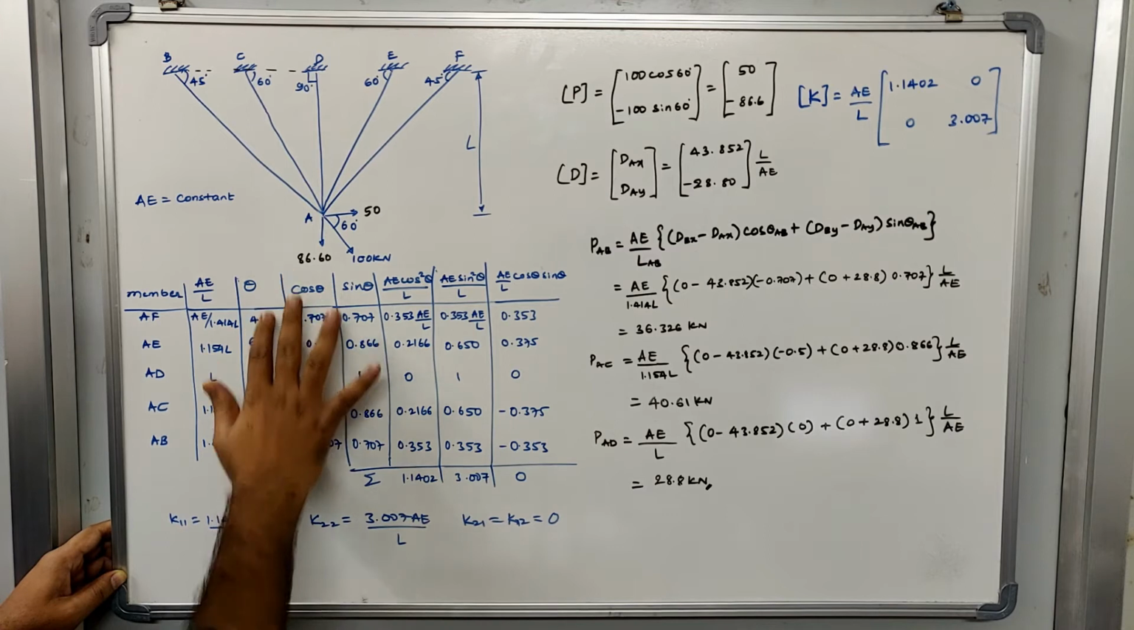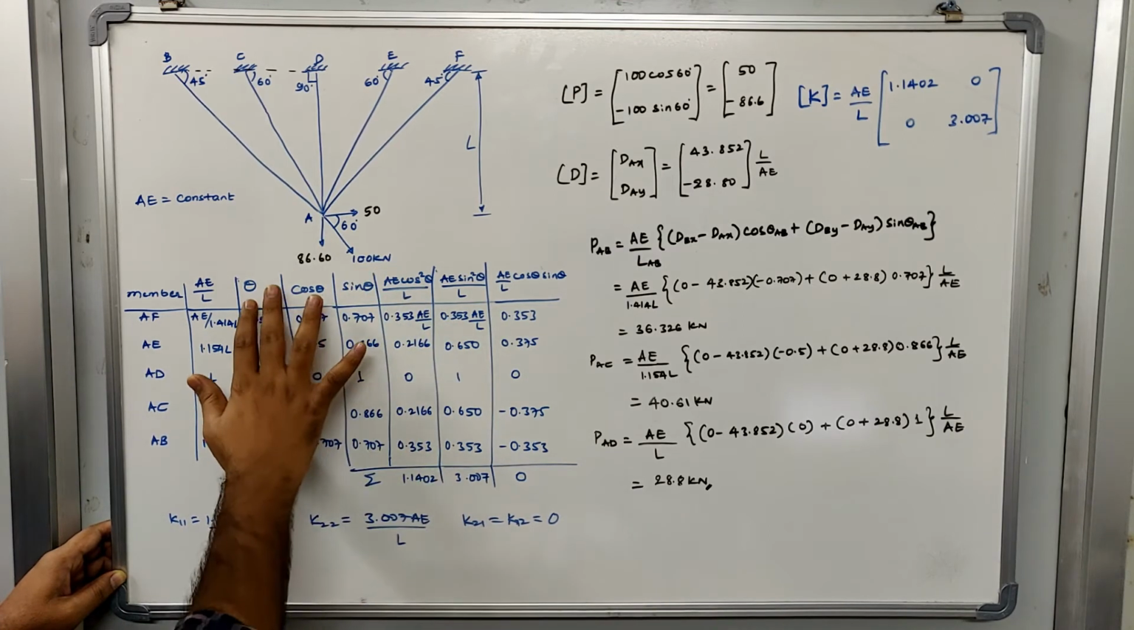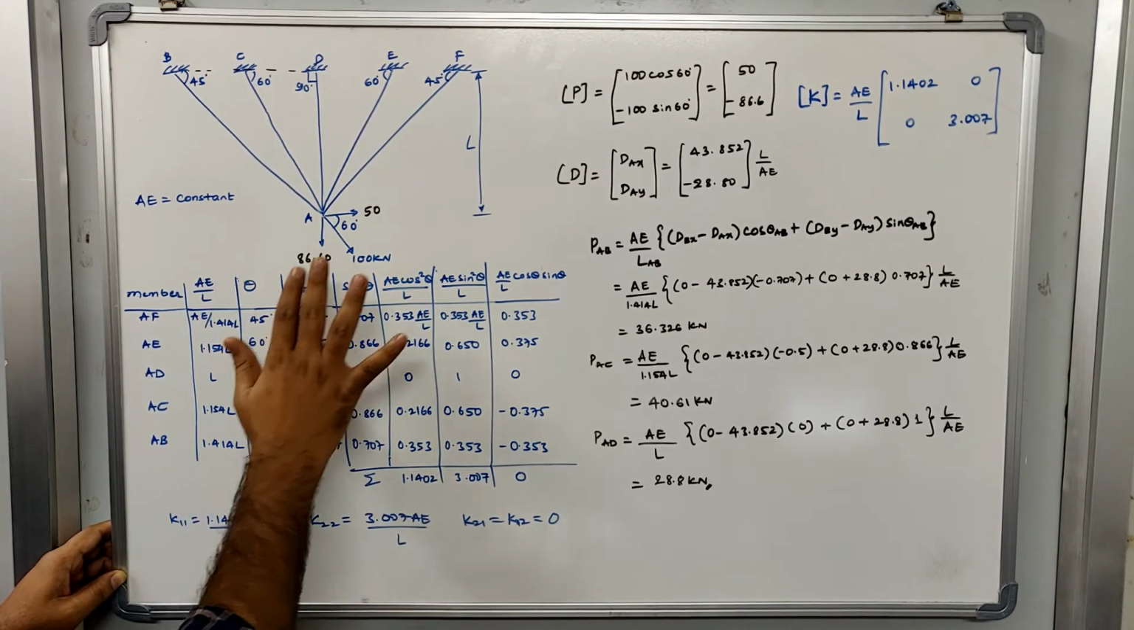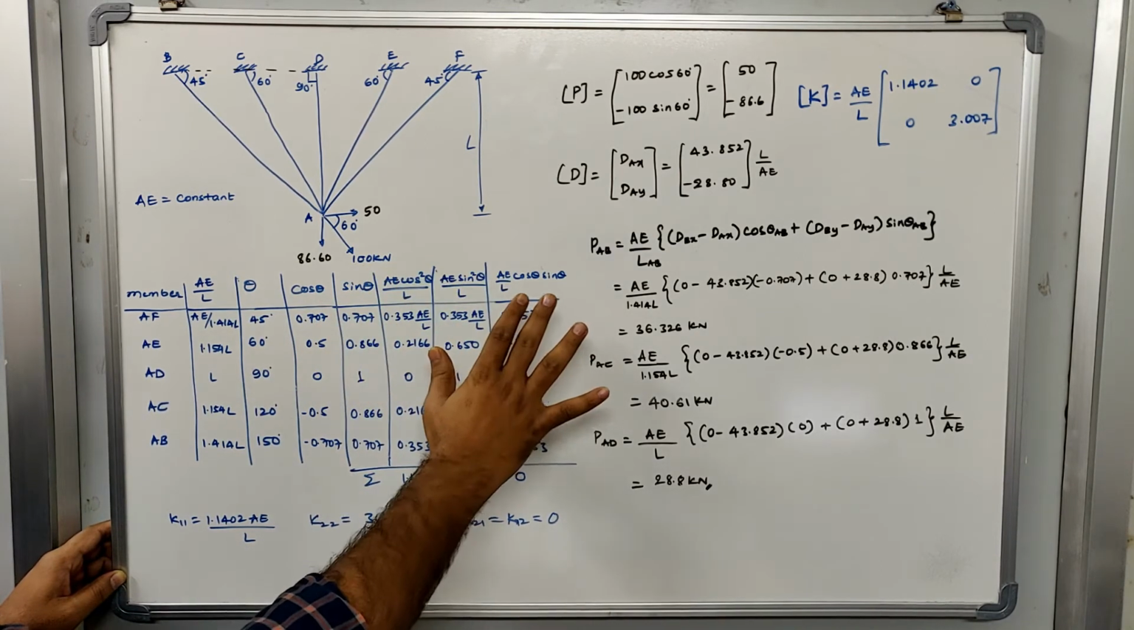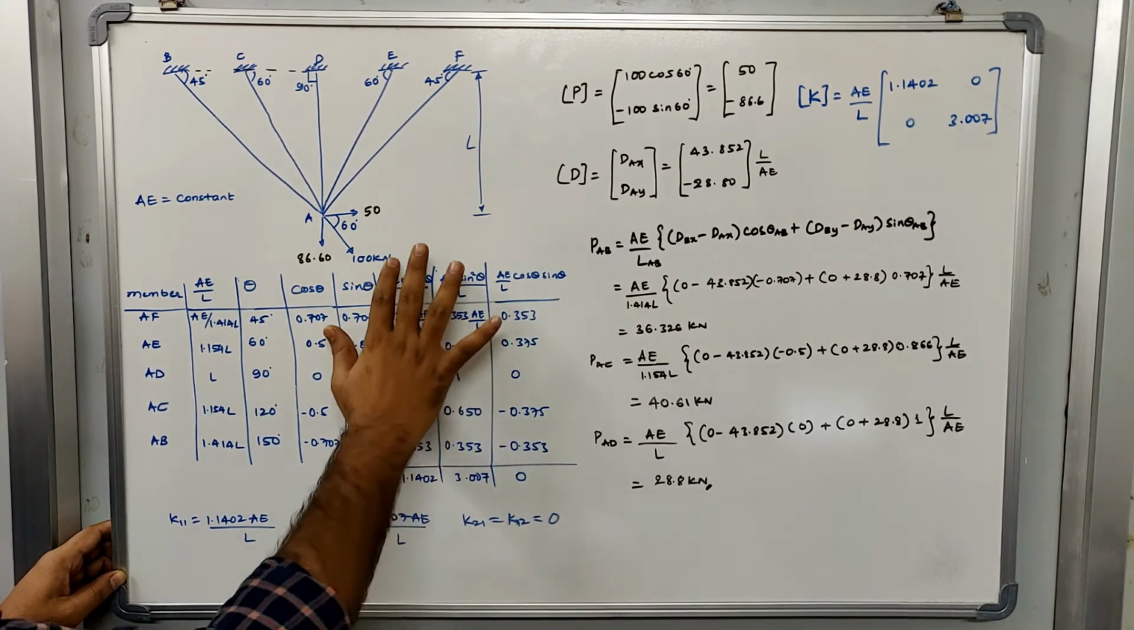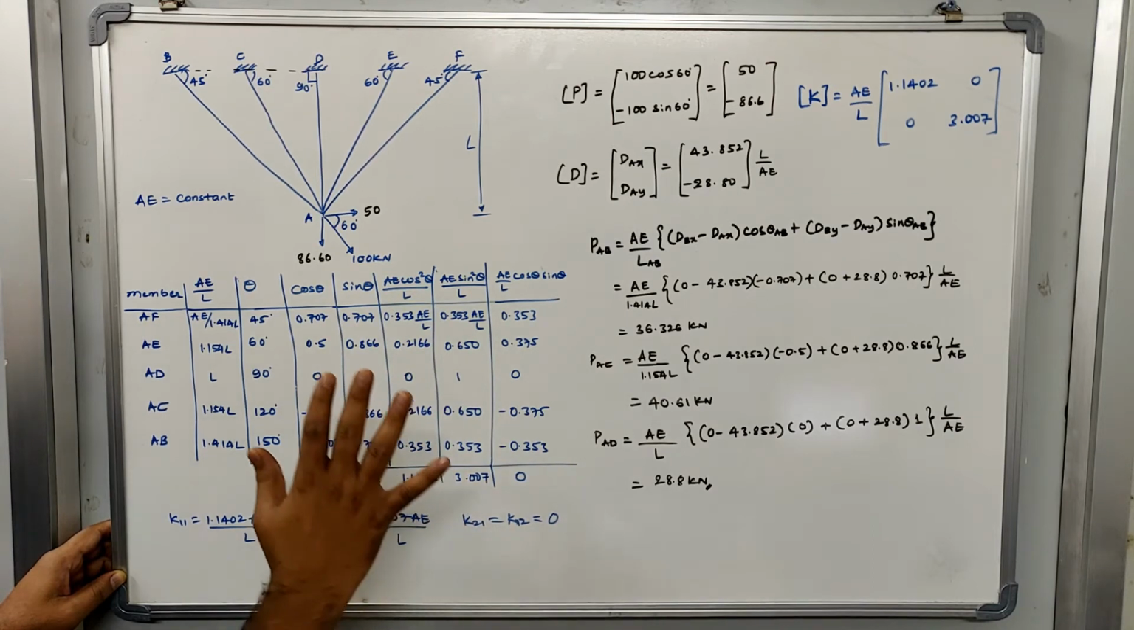Okay, next we will take the sine of theta of all these values. So once you solve AE cos theta sin theta, the next step is to find out k11, k22 and k21 and k12. Okay, so this column gives you your k11.